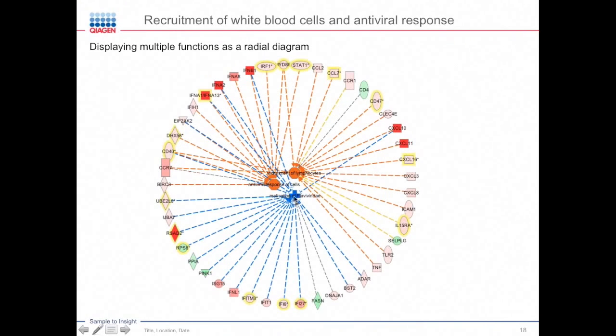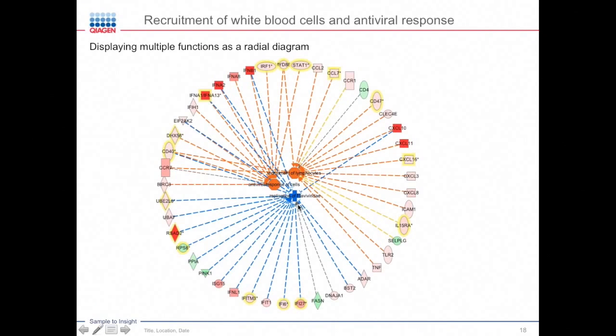So again, increased antiviral, the cells are recruiting white blood cells if there were any in the culture, or they're macrophages in this case, and then decreased replication. And in this kind of view, you can see whether there are common genes between them. Like, you can see that interferon beta 1 is involved in both antiviral response and replication of the virus.